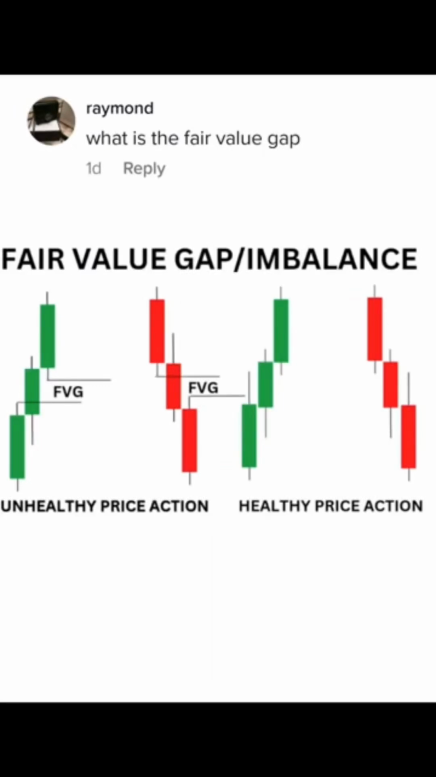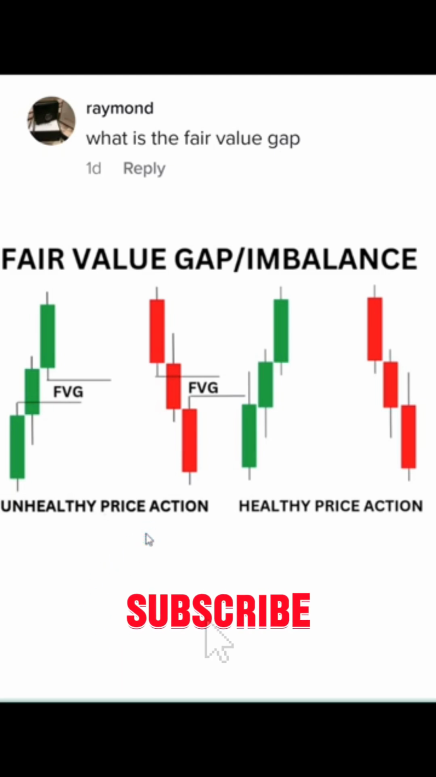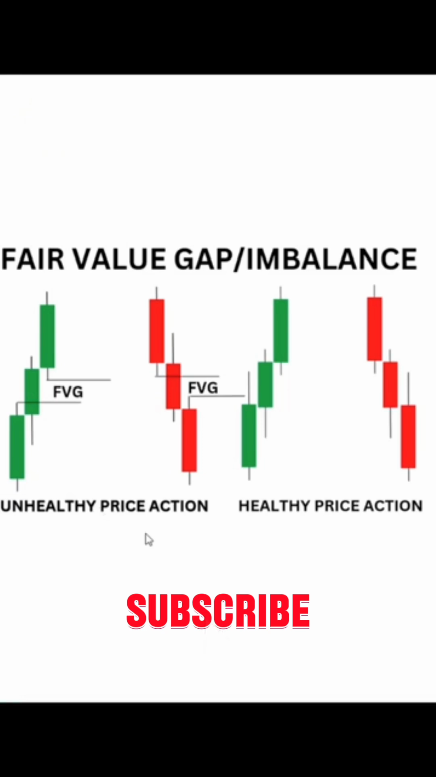Somebody asked me to explain what a fair value gap is. In simple terms, a fair value gap is simply an imbalance in price delivery. Whenever you see price delivering liquidity from one side of the market to another, just like in these examples, we have an unhealthy price action and a healthy price action.